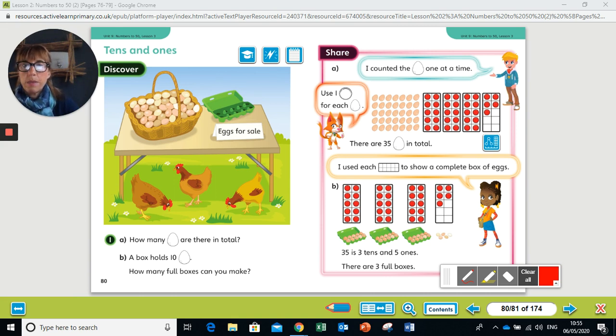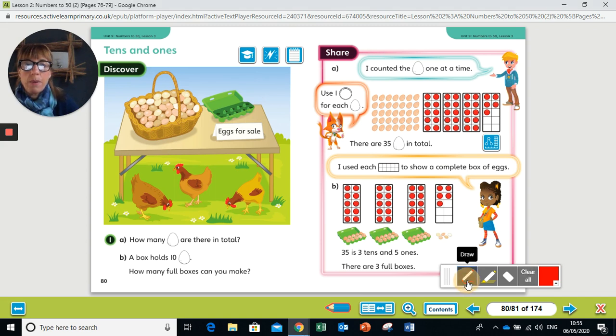Looks like the hens have been laying some eggs because there's a basket of eggs there and there's the sign, eggs for sale, and there's an empty egg box ready to put the eggs in. So here's the question. How many eggs are there in total? Wonder how we could find that out. What could we do? Look at the picture. What are we going to do? We need to count them, don't we? We need to do some careful counting.